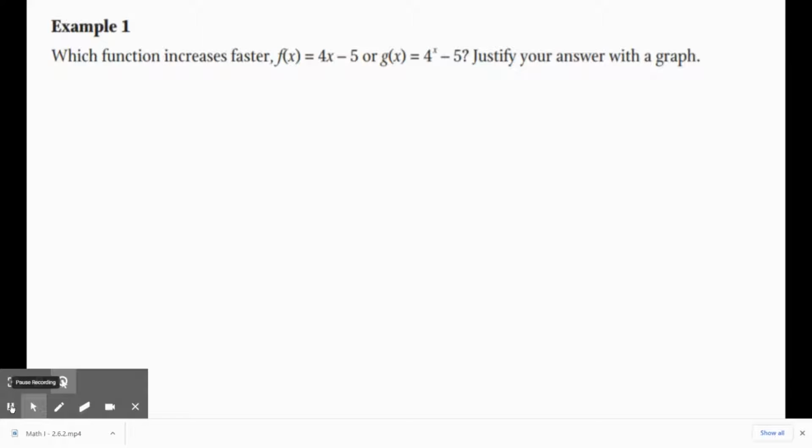In this section, we're going to be comparing linear functions to exponential functions. So let's take a look at example 1. Which function increases faster? f(x) = 4x - 5 or g(x) = 4^x - 5. Justify your answer with a graph.